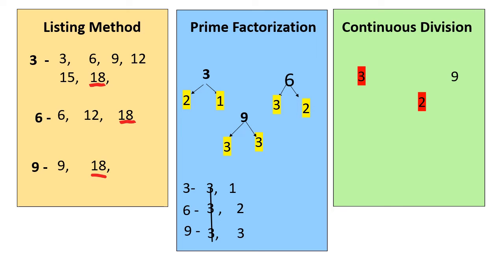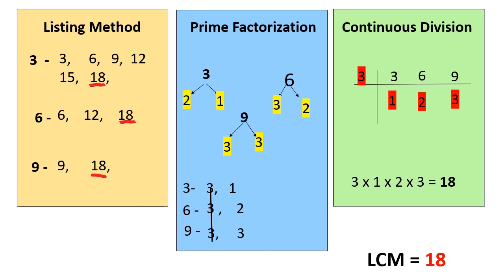And how about continuous division? So we have there 3, 6, and 9. That is divisible by 3. So you divide: 3 divided by 3 is 1. 6 divided by 3 is 2. And 9 divided by 3 is 3. So when you multiply them, 3 times 1 is 3, times 2 is 6, times 3 is 18. So our LCM is 18.